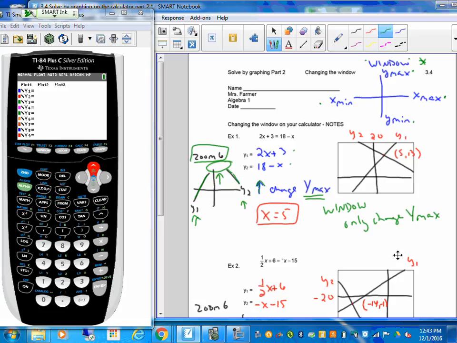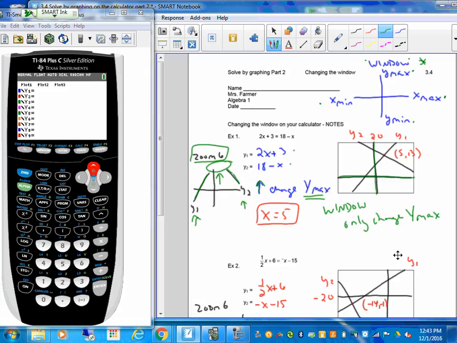We changed the Y max to 20. 20 is a good thing to try first. If that doesn't work, try 30. Okay. We changed it to 20, and then we were able to see the point of intersection. We sketched the graph, paying attention to the x-axis, which is now lower. The y-axis did not move.